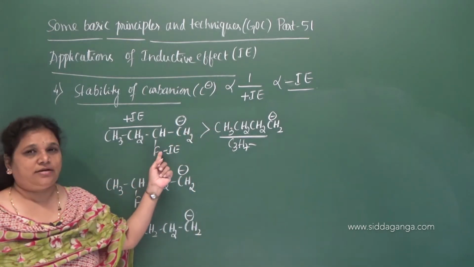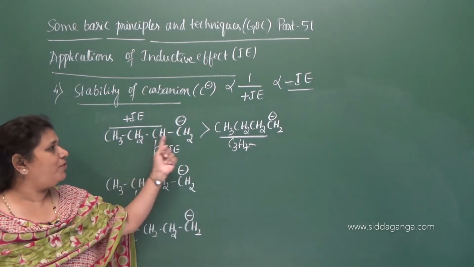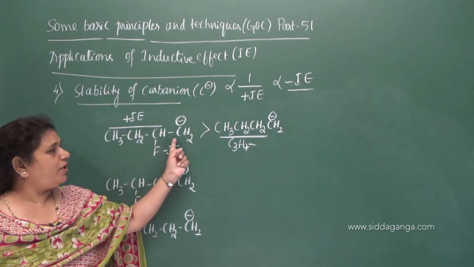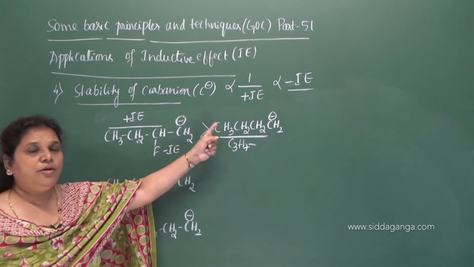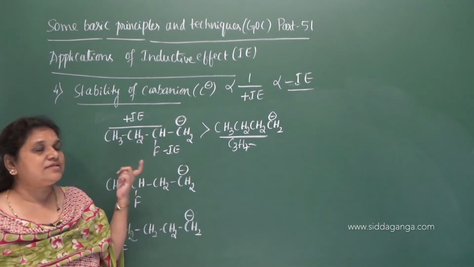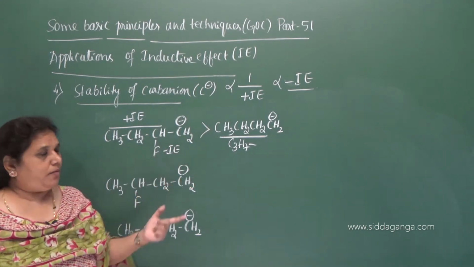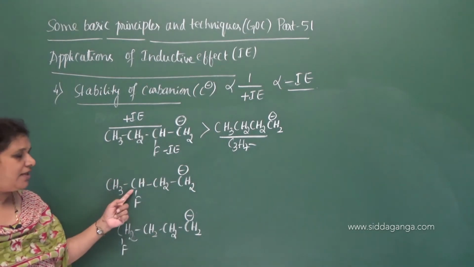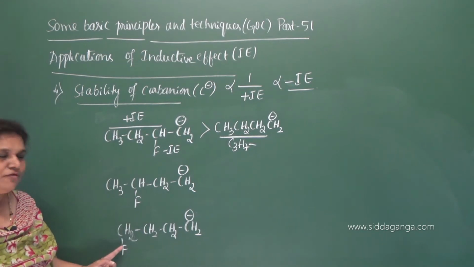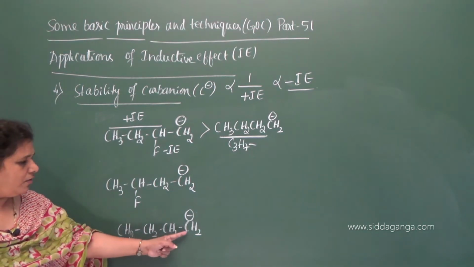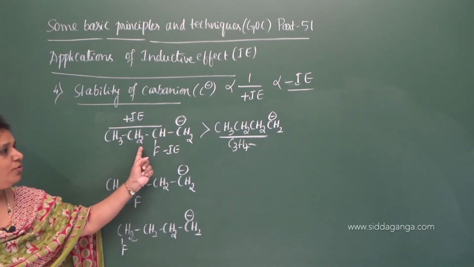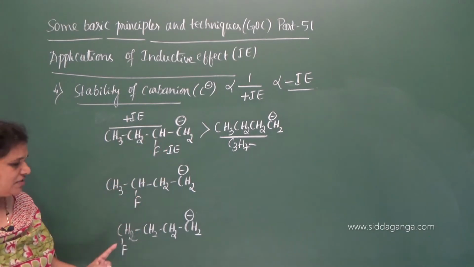Fluorine substituted, that is 2-fluoro-butyl carbanion it is. 1, 2. 2-fluoro-butyl carbanion. But this is butyl carbanion. The substitution is fluorine, which exerts a negative inductive effect. So now the same fluorine is placed on the next carbon. Next carbon, 3-fluoro. This is 4-fluoro. So 1, 2, 3, 4. 1, 2, 3. This is 1, 2. 2-fluoro. This is 3-fluoro. This is 4-fluoro.